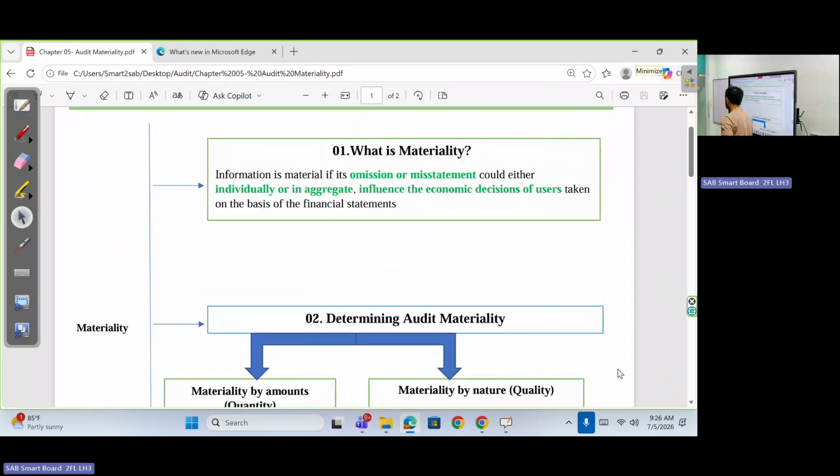What is materiality? I have highlighted: information omission or misstatement would, either individually or in aggregate, influence the economic decisions of users taken on the basis of the financial statements. Correct? If an amount omission or misstatement affects the decision making of financial statement users, then that is material. Key three points: statement, individual or aggregate, influence.